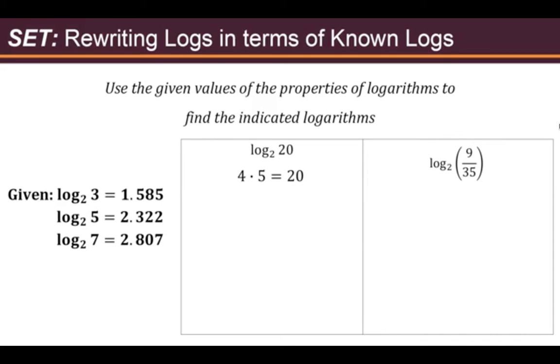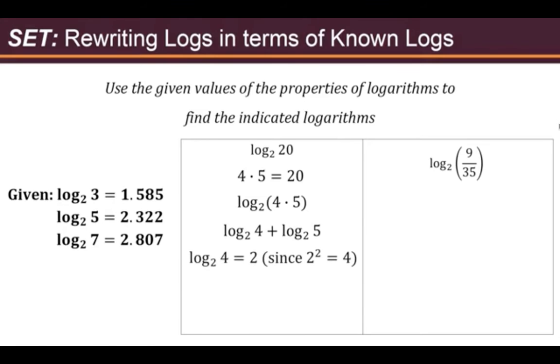So, log base 2 of 20 equals log base 2 of 4 times 5, which we know equals log base 2 of 4 plus log base 2 of 5. We were given above that log base 2 of 5 equals 2.322. We also know by the definition of a logarithm that log base 2 of 4 equals 2, since 2 squared equals 4. Therefore, log base 2 of 4 plus log base 2 of 5 equals 2 plus 2.322, or 4.322.